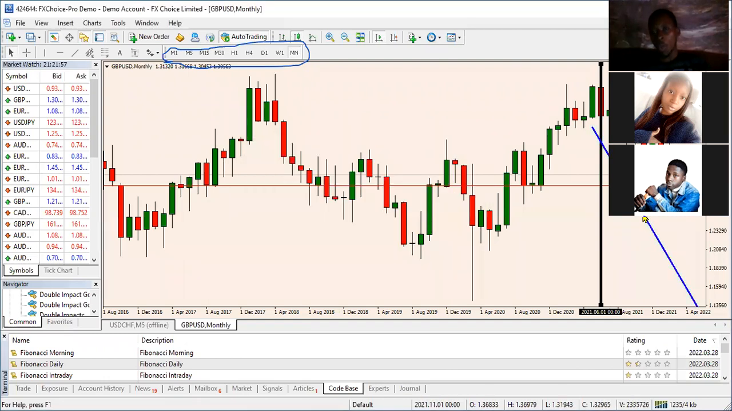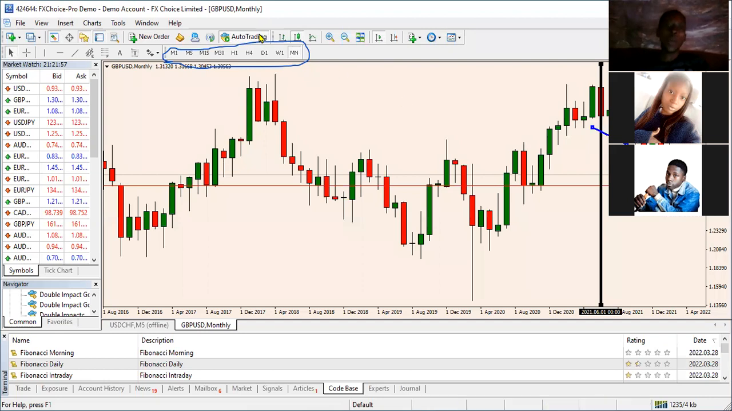I've changed the color now. So let me take it back now. You see now, it's touching the current candle. Hope you've seen it. So the blue line now is touching the red candle.